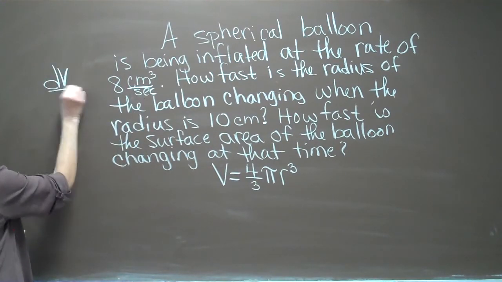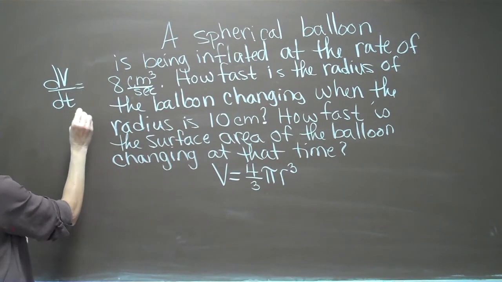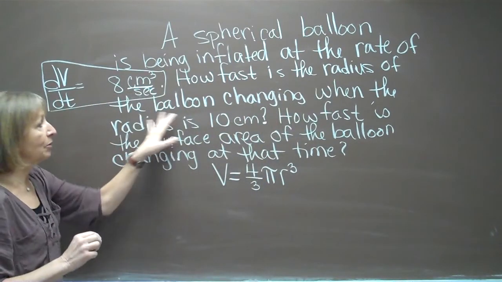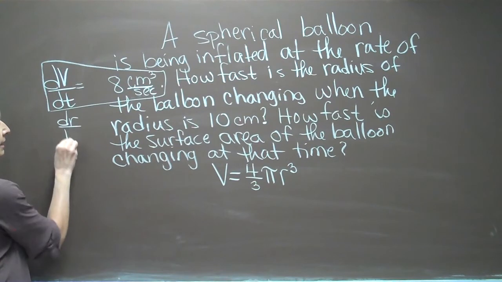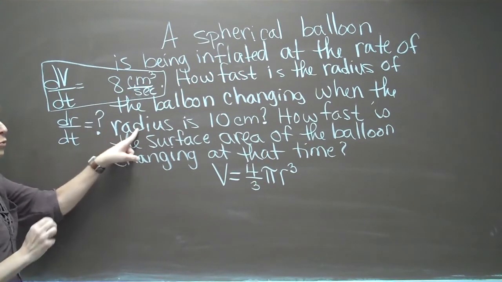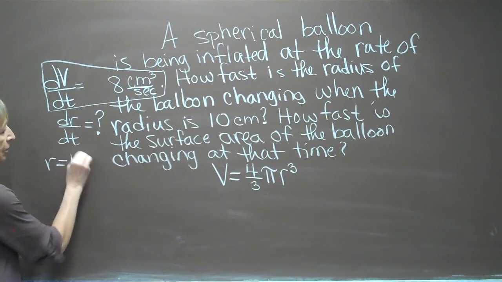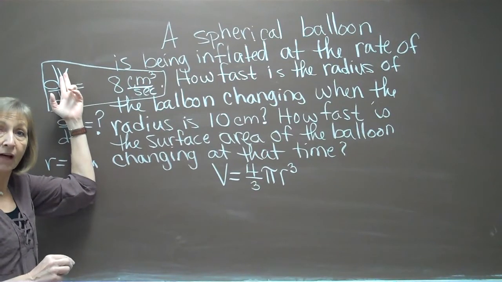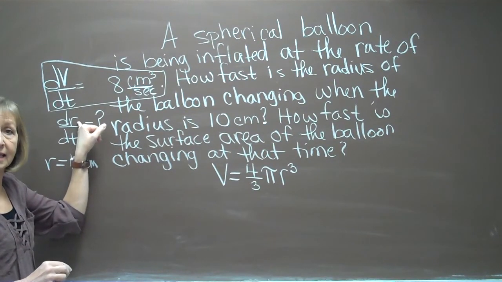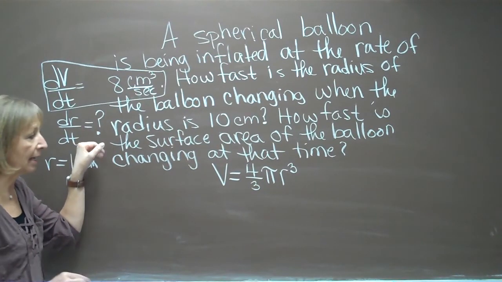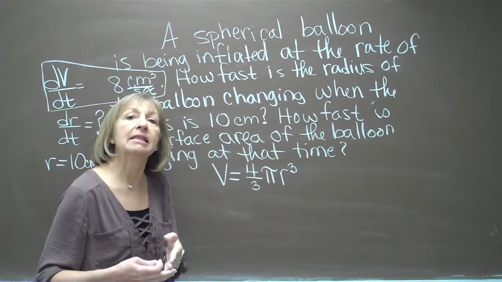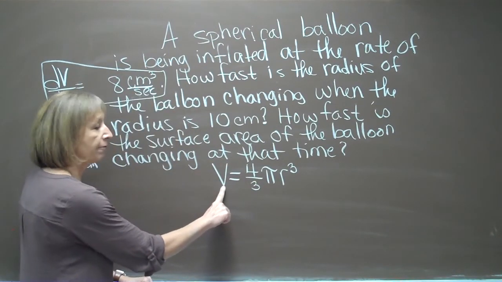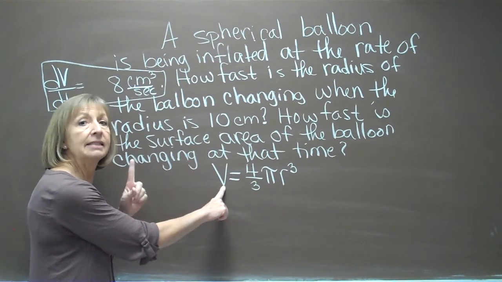So that is my dv dt is equal to that 8 cubic centimeters per second. Now it says, how fast is the radius of the balloon changing? So it wants you to find dr dt when the radius is 10 centimeters, when r is equal to 10 centimeters. So this is giving us information of our dependent variable volume with respect to time, and it's asking us to get the rate of the change of the radius with respect to time. So what I want to do here is to differentiate this with respect to time, where both volume and radius are dependent. So the derivative of v with respect to t is 1 dv dt.